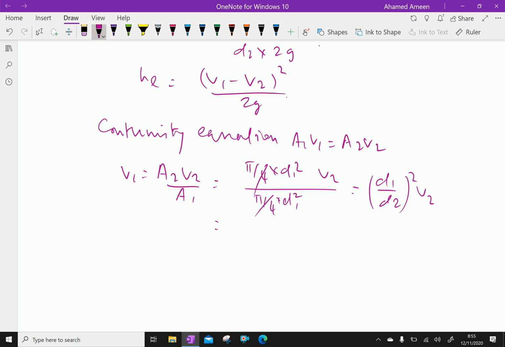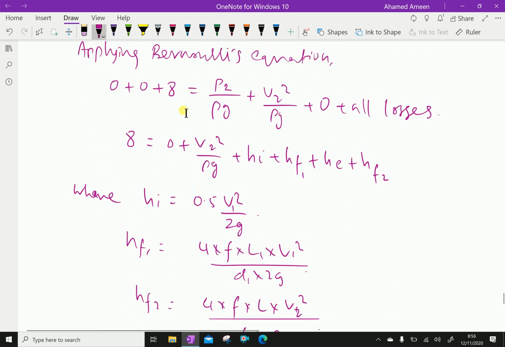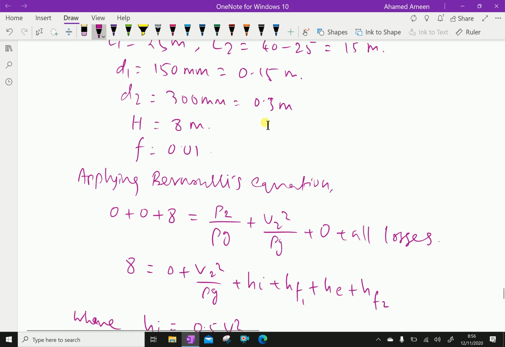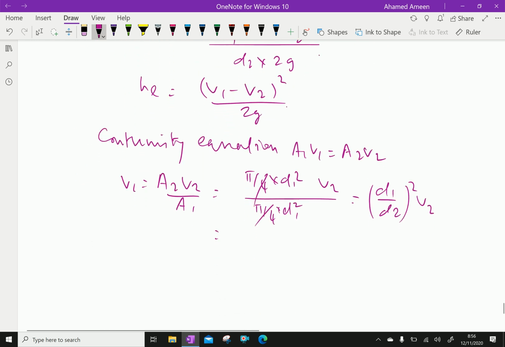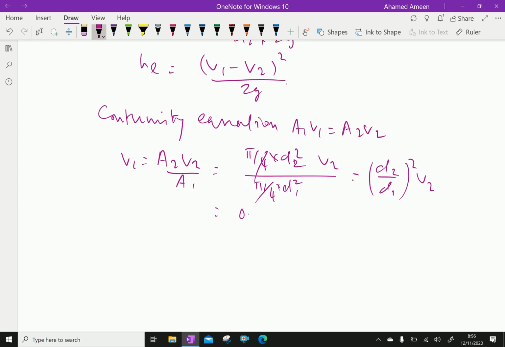Now D1 is 0.15, D2 is 0.3, so 0.3 over 0.15 whole squared times V2. 0.3 by 0.15 is 2, 2 squared is 4, therefore 4 V2. That is, we have the relation V1 equal 4 V2.